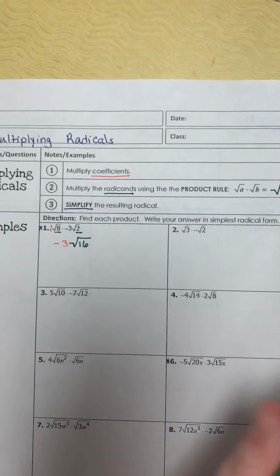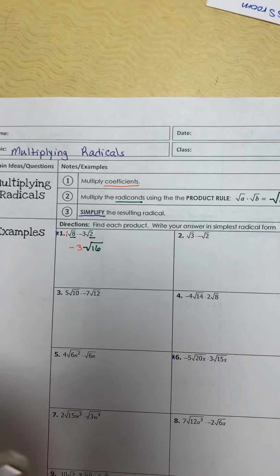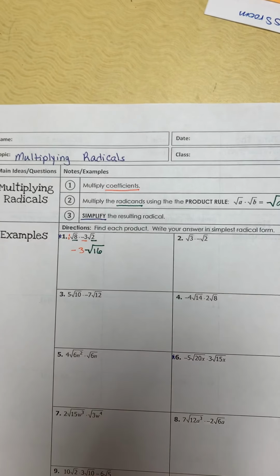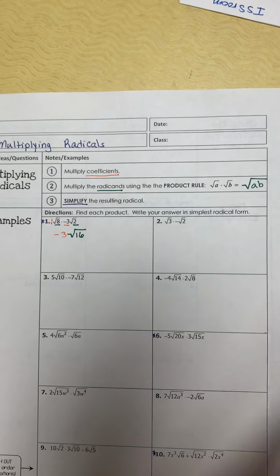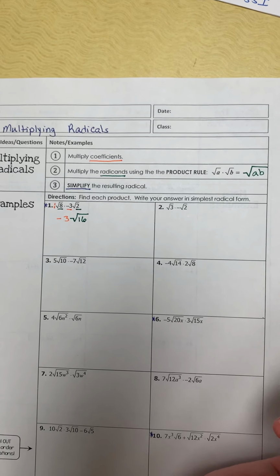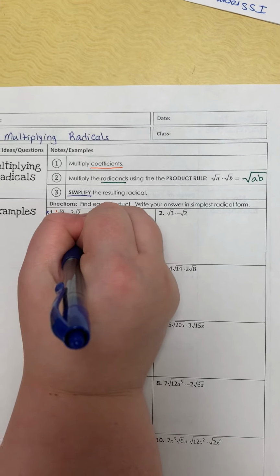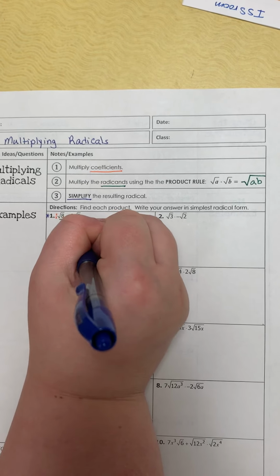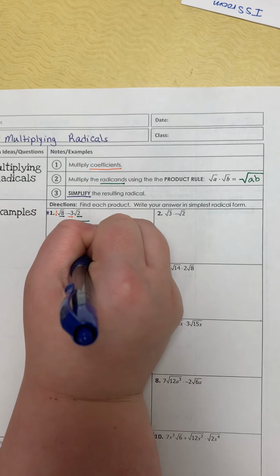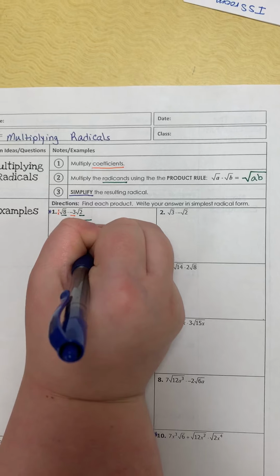So look what Ms. Delk did. 1 times negative 3 would be negative 3. Square root of 8 times square root of 2, square root of 16. Hopefully y'all know the square root of 16 simplifies to a perfect square root, and it is 4. So we then have negative 3 times 4, which would give us a negative 12. See how easy that is?